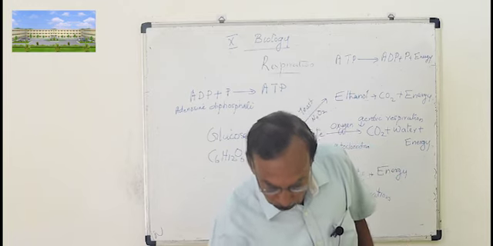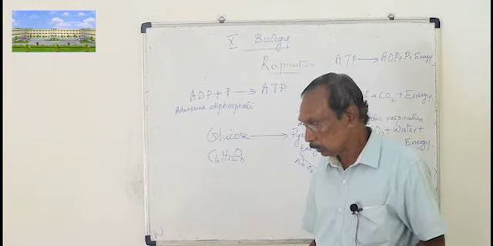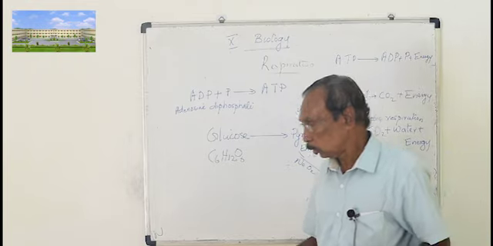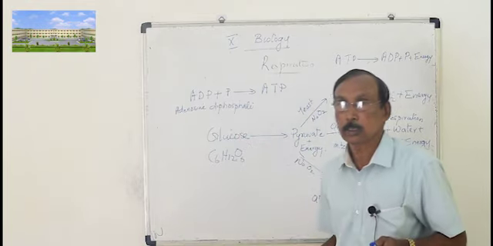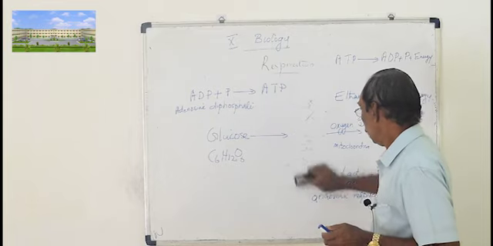Now, how do plants and animals get oxygen for respiration? For aerobic respiration, oxygen is needed. How do they get oxygen?